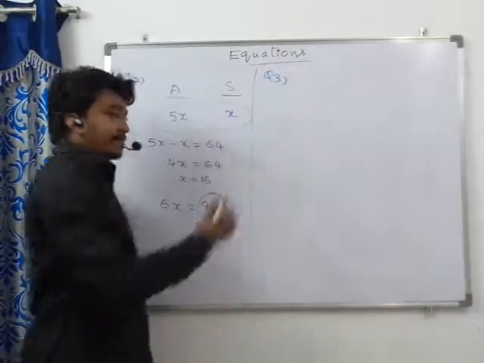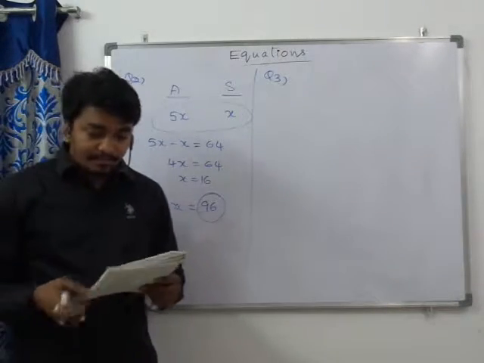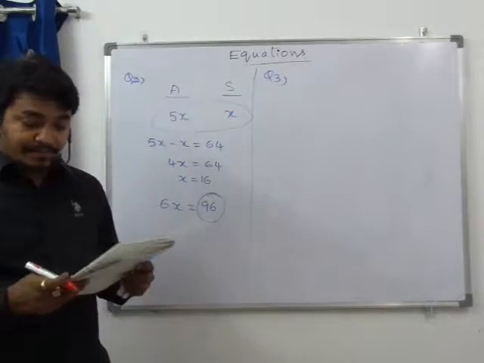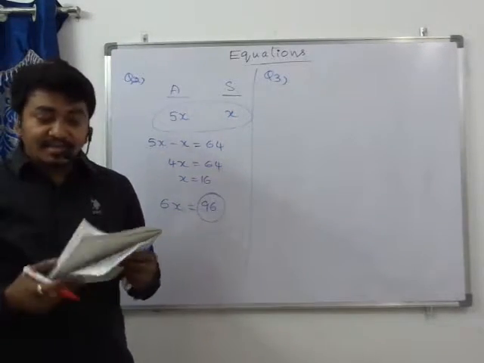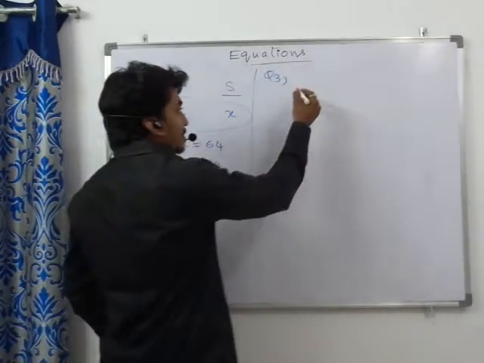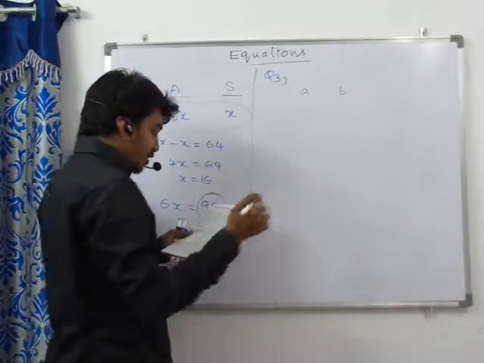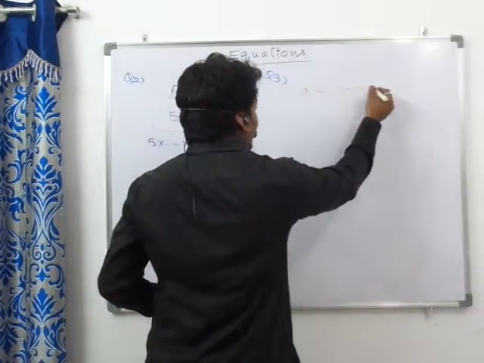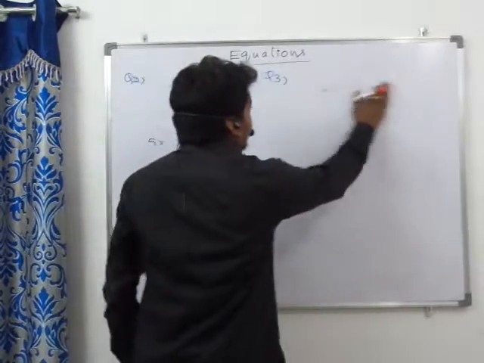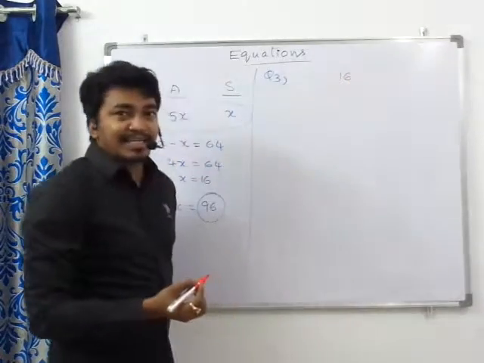Next, question number 3. Next question is, the sum of two natural numbers is 16. If the sum of their squares is 130, which is the larger number? So we have two numbers. Let us take A and B. The sum of these two natural numbers is given as 16. You can also take it as the sum of two numbers is 16.